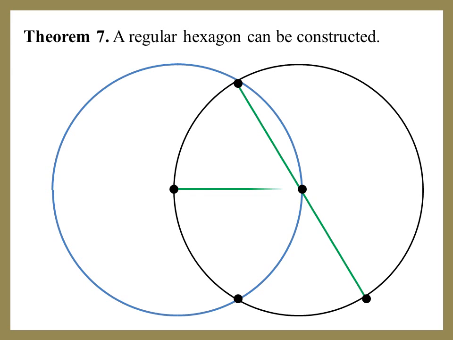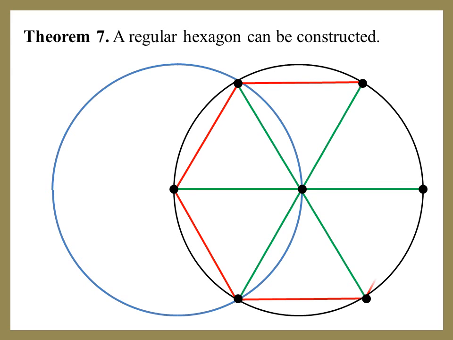Construct 3 diameters of the original circle as shown. Mark the points of intersection of these diameters with the circle. Connect the points on the original circle to produce a hexagon.